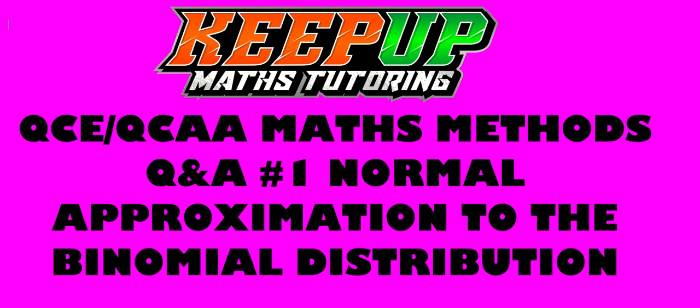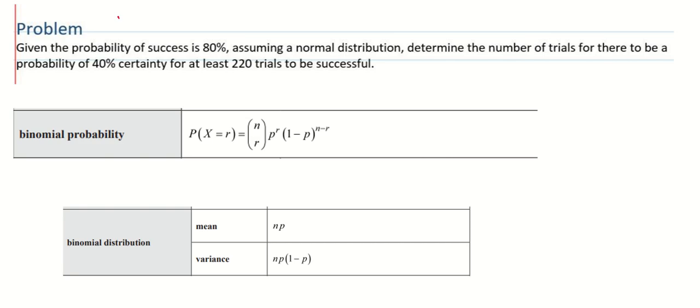Got the first Q&A for maths methods. This question is about the normal approximation to the binomial distribution. Starting with the question: given the probability of success is 80%, assuming a normal distribution, determine the number of trials for there to be a probability of 40% certainty for at least 220 trials to be successful. So pause the video, have a go at the question, and then we'll look at the solution.